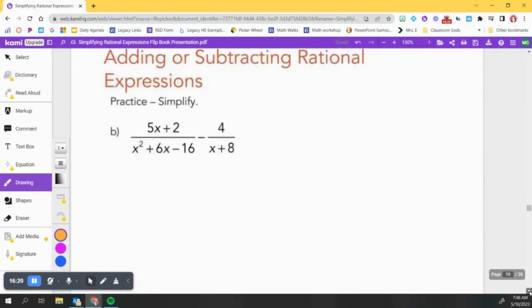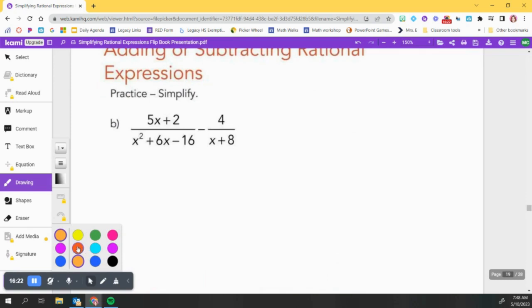Let's try another one. Again, you start by factoring the denominators. 3 terms in this denominator, so we're going to factor it using hopscotch.